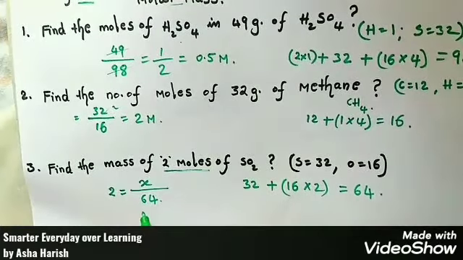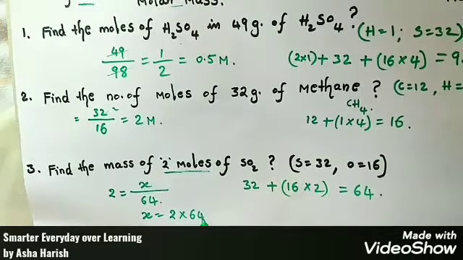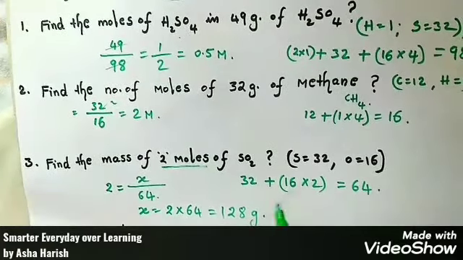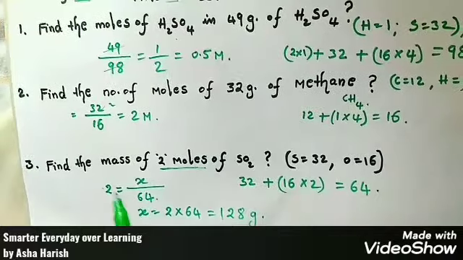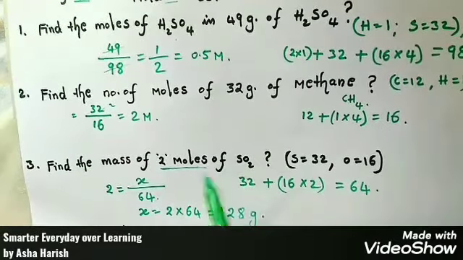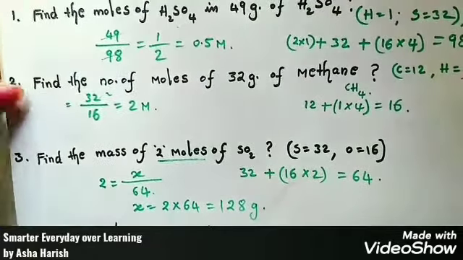Students, if you want to calculate x, then you should multiply these 2 with the number 64. So you should get 128 grams as mass. So the answer is 128 grams, the mass of 2 moles of sulfur dioxide. This is the way you have to calculate.